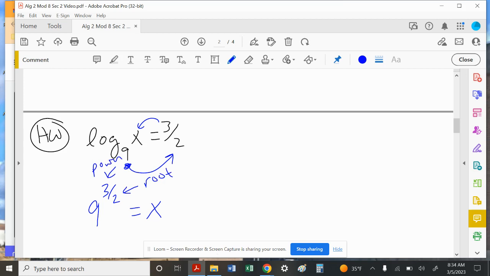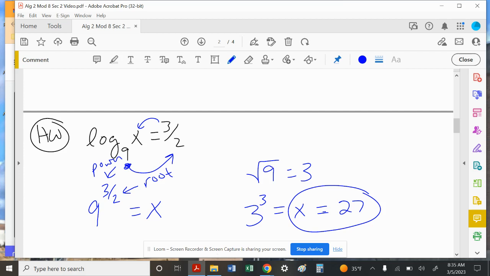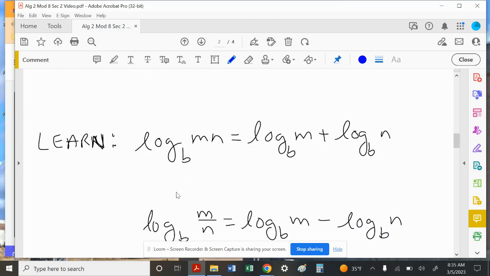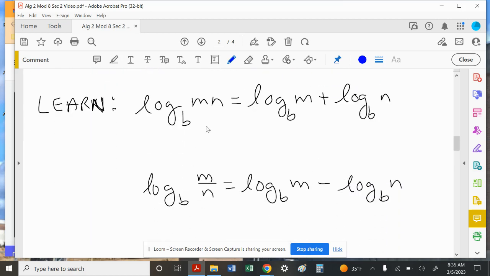So what's the square root of 9? The square root of 9 is 3. So then we have 3 cubed equals x. 3 cubed is 3 times 3 times 3, which is 27. Okay, so 9 to the 3 halves is equal to 27. And now we have some more to learn, and I'm going to go into this in another video because there's 3 things that you need to learn with these, but we'll do that in the next video.